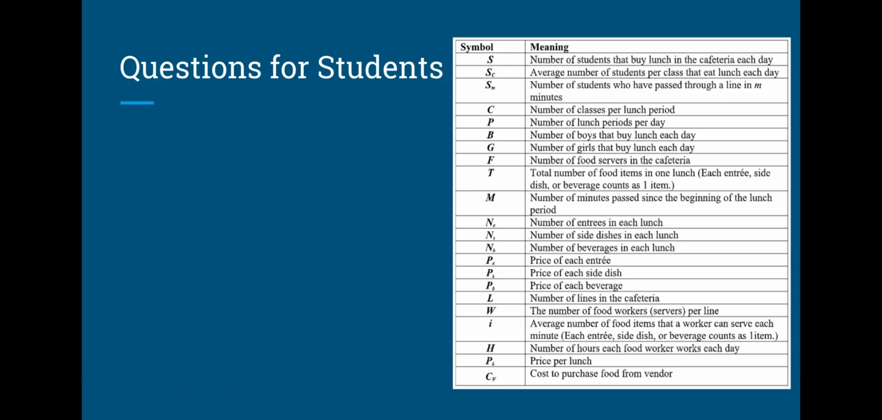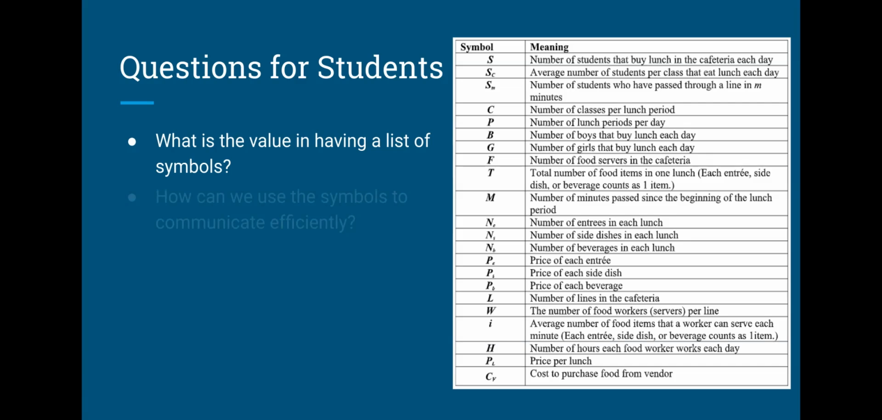And so we can start to ask students questions to help them develop their understanding. Like, what is the value in having a list of symbols? And again, that goes back to the efficiency of communicating things. It makes it a lot easier to write, and it makes it a lot easier to read if you can look at one letter and know a full sentence.